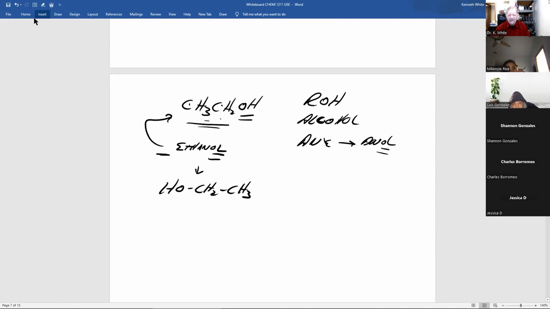Now, this is an interesting little molecule. This is the molecule in beer, wine, champagne, and hard liquor that gets people inebriated. That's a fancy way of saying drunk. And in no way am I implying you should ever consume alcohol. That's your personal thing if you're old enough to buy it.